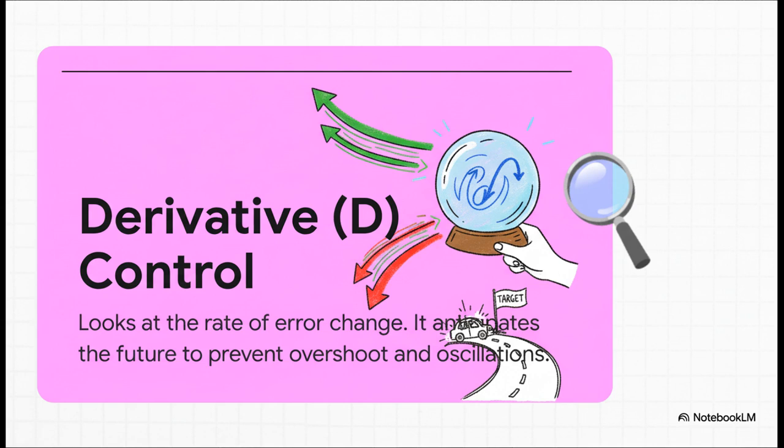Think about how you drive. When you're approaching a red light, you don't wait until you're right at the line to slam on the brakes, right? You anticipate it. That's what the D action does. If it sees that the error is closing in really fast, it starts to back off the gas early, preventing that wild overshoot and giving you a much, much smoother ride.